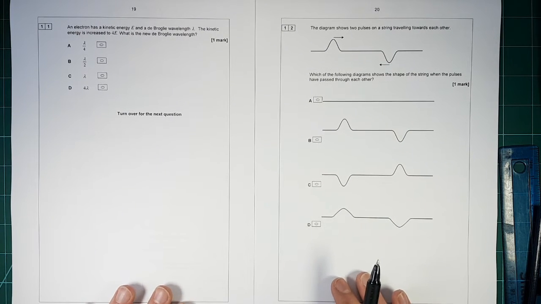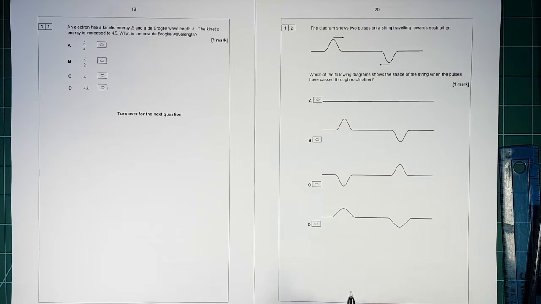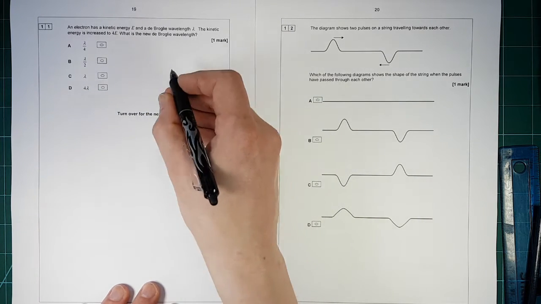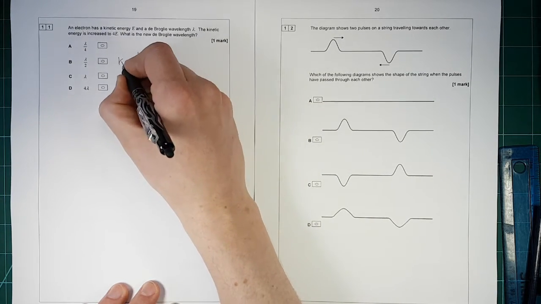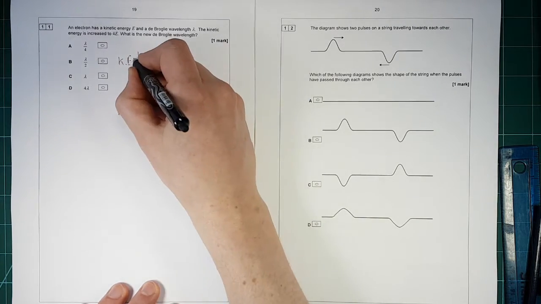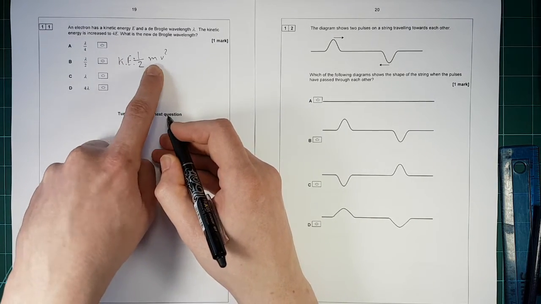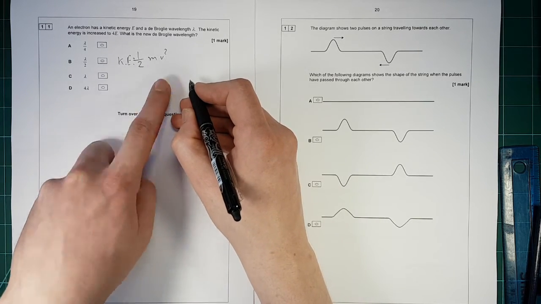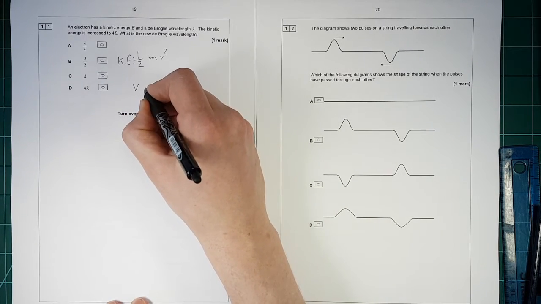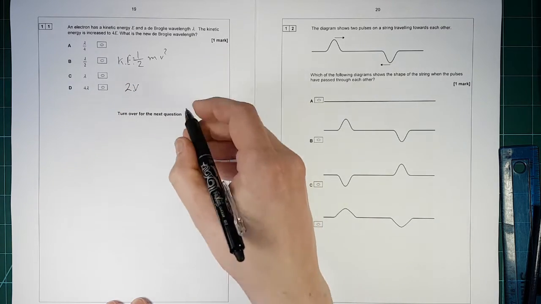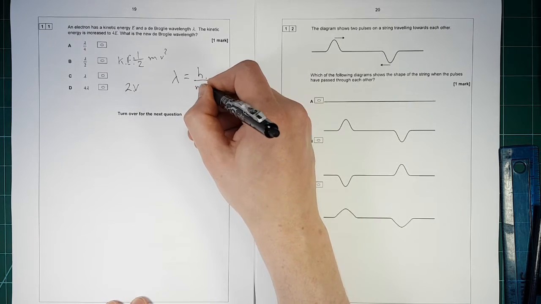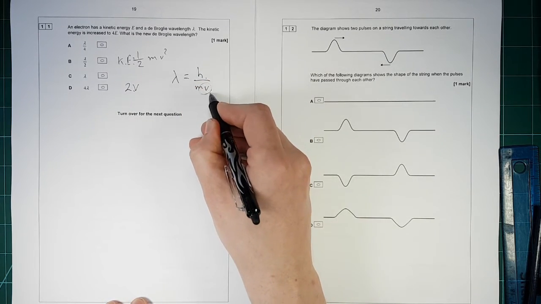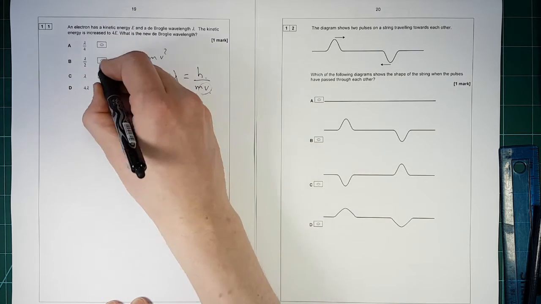Keep going. Question 11. An electron has kinetic energy E and a de Broglie wavelength of lambda. The kinetic energy is increased to 4E. What's the new de Broglie wavelength? Well, kinetic energy is a half mv squared. So if we times that by 4, the mass stayed the same, so v has gone up by 2, it's doubled. So the new velocity is 2v. De Broglie wavelength is equal to Planck's constant divided by mv. So if we double that, then we halve the wavelength, so it's got to be that one, B.